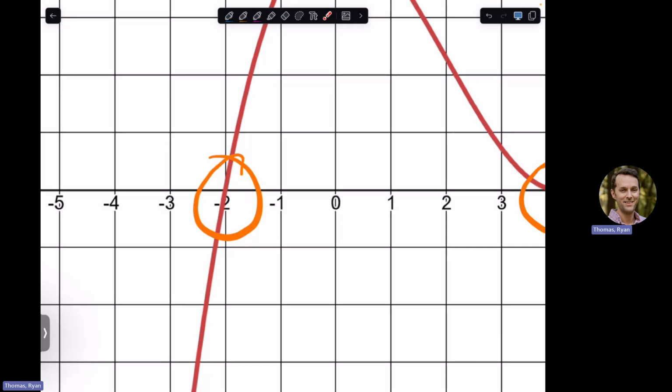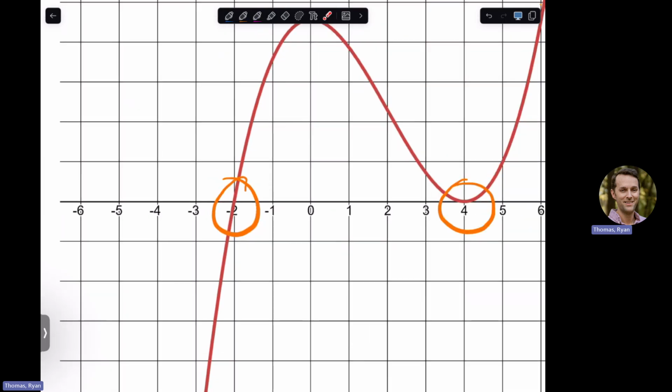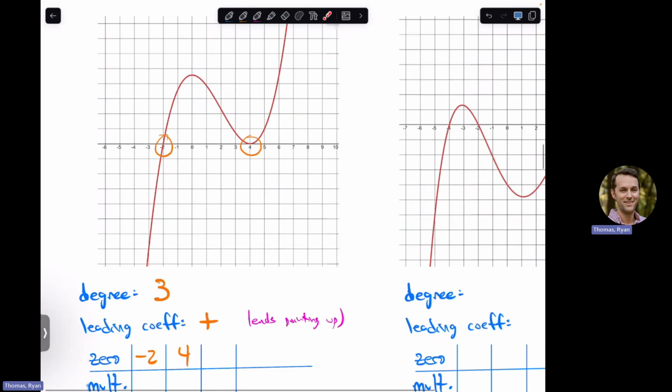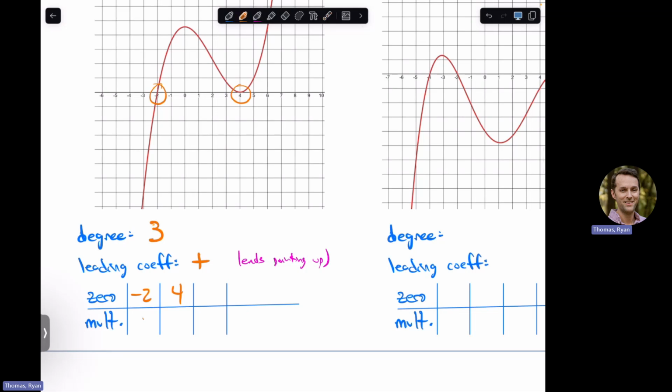Why 1? Yeah, the fact that this just crosses straight through. If I think about zooming in right here, if I only look at this, that pretty much looks like a straight line. That means locally that thing's almost linear, which means its multiplicity is 1.